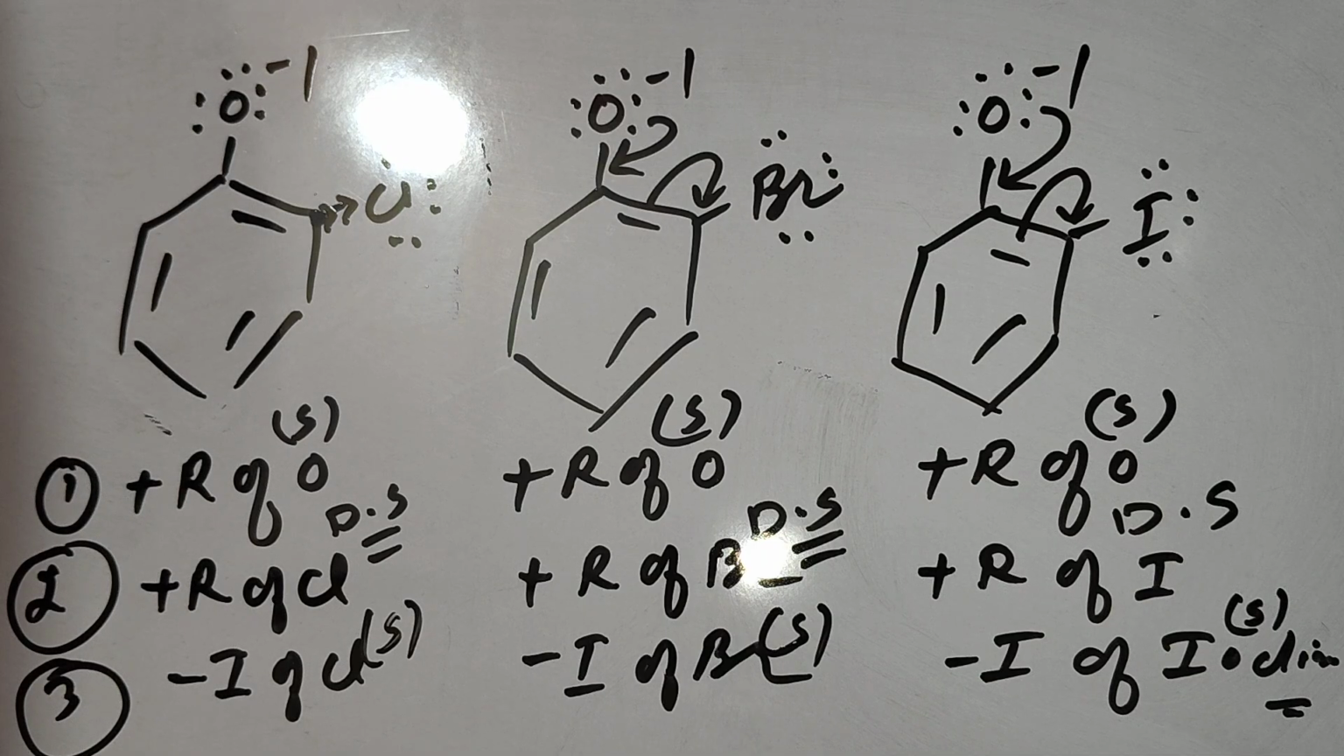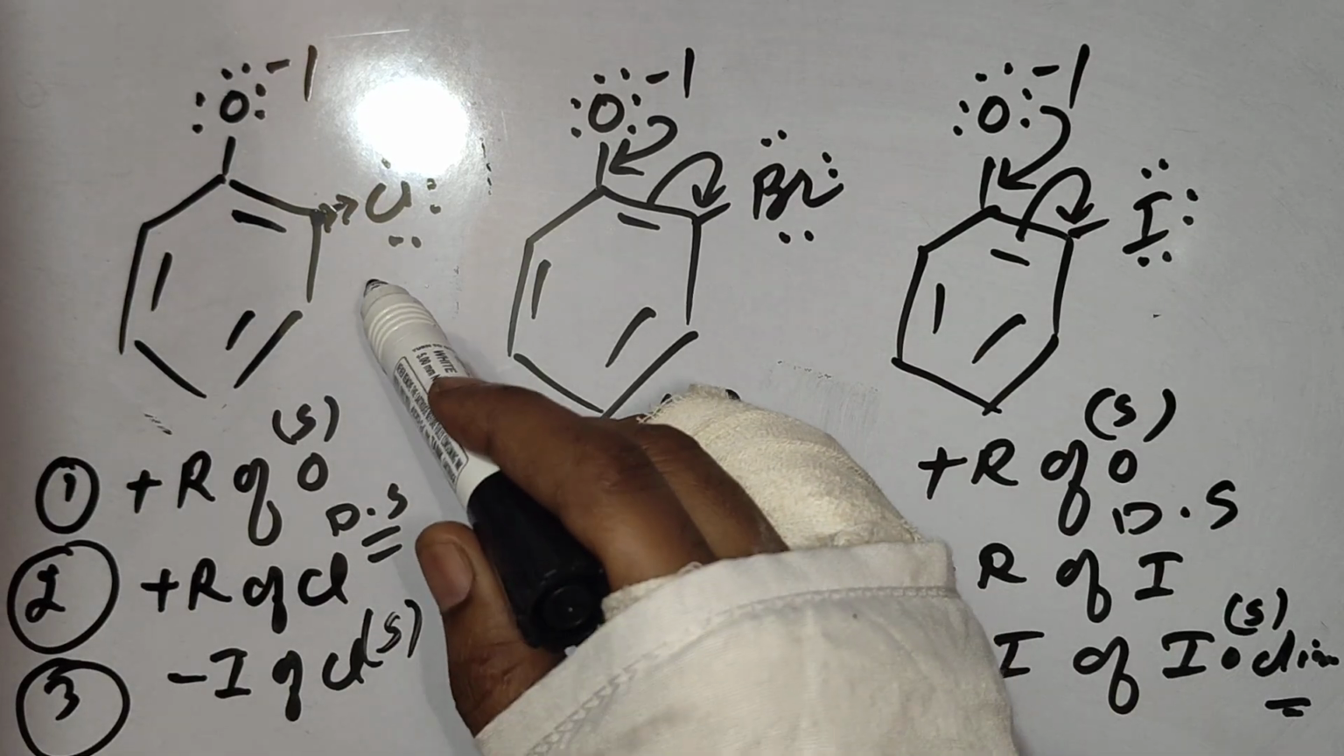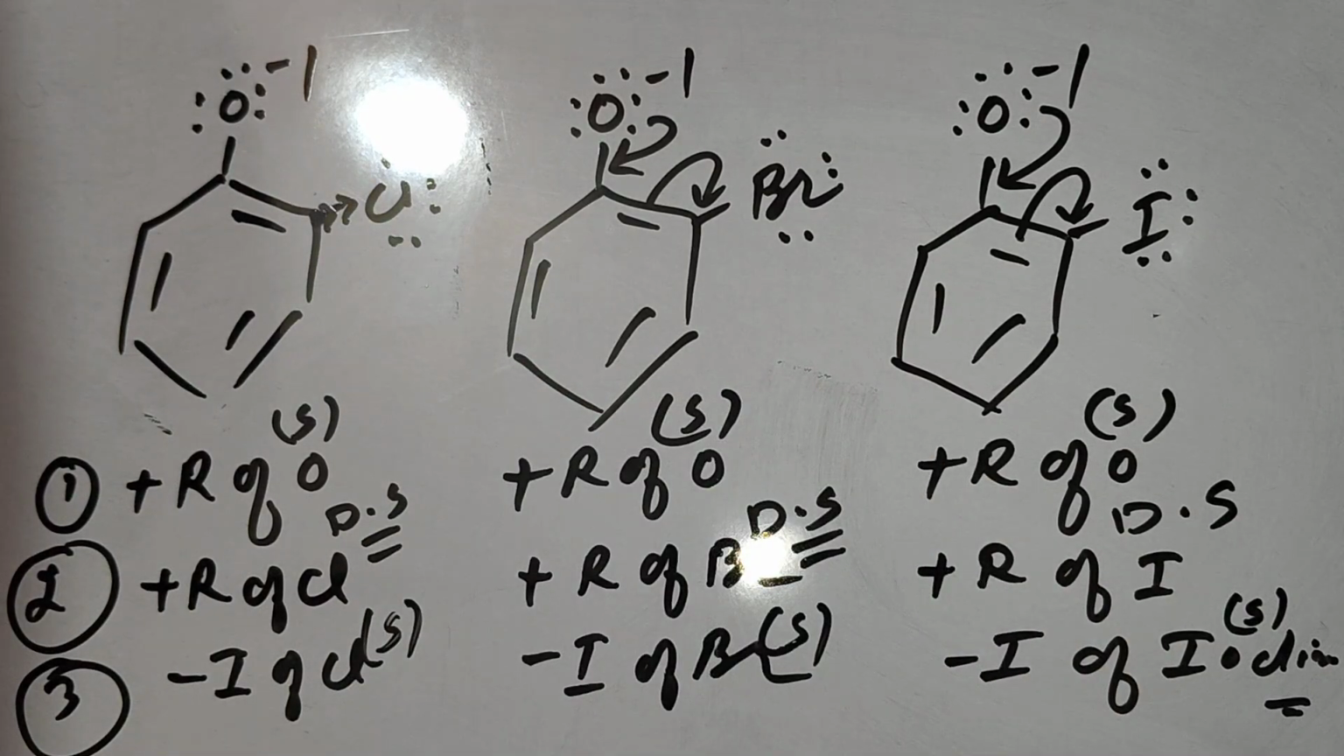Which factor is dominating or powerful? Now note down. Exceptional. Remember, in the previous video I said 99% of cases plus R dominates over minus I, and only 1% of cases are there in which minus I dominates over plus R. This is that 1% case.